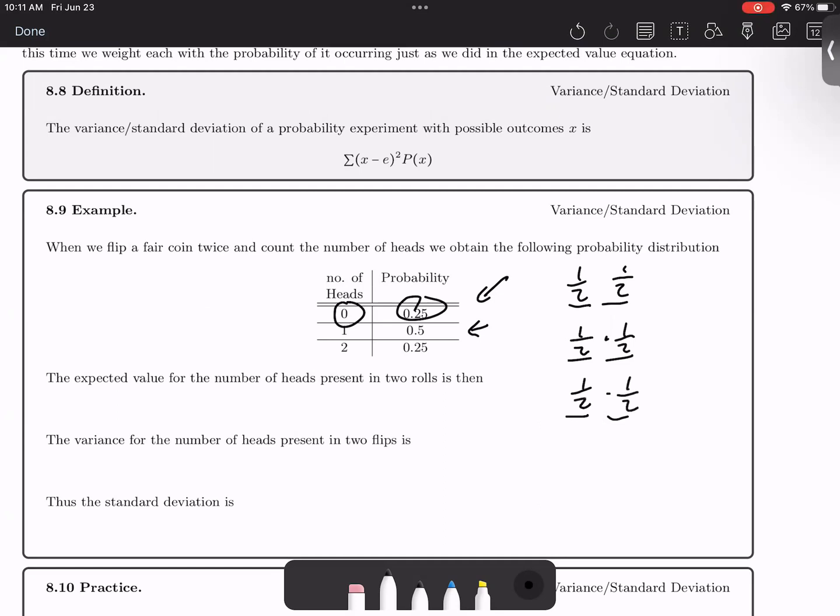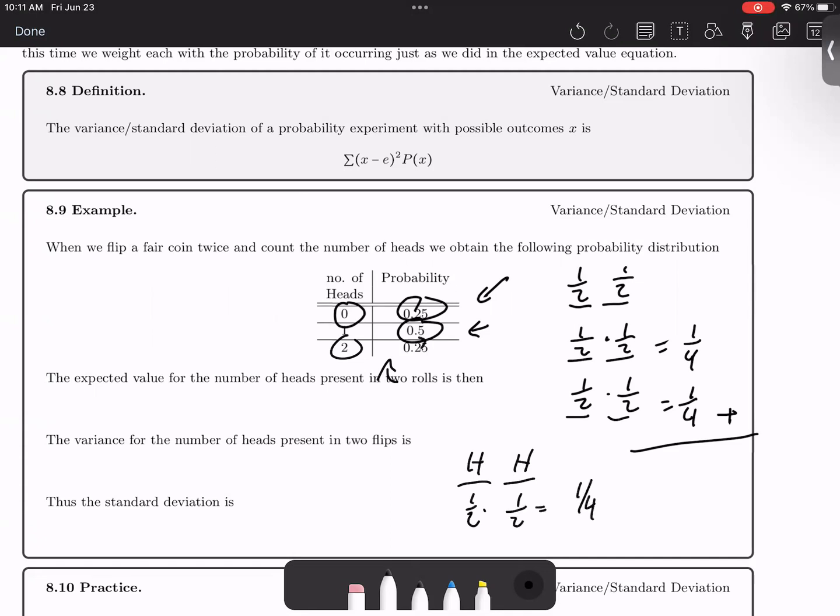Now, this seems kind of silly because heads and tails are equal in their probabilities, right? It's a fair coin. But either way, you get 1/4. And either of these would satisfy the condition of having 1 head. So 1/4 plus 1/4 gives you 1/2. And let's finish with the number of ways to get 2 heads. It's got to be there and there. So 1/2 times another 1/2. That's 1/4. So we have that probability. Okay, so the probability distribution is correct.